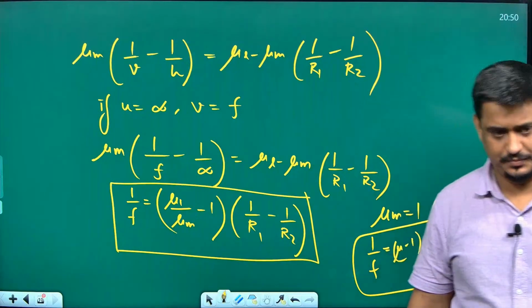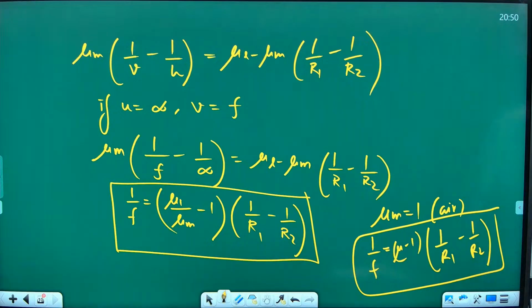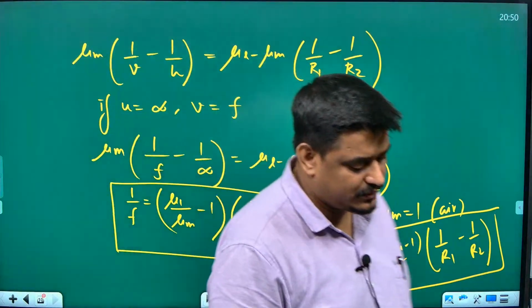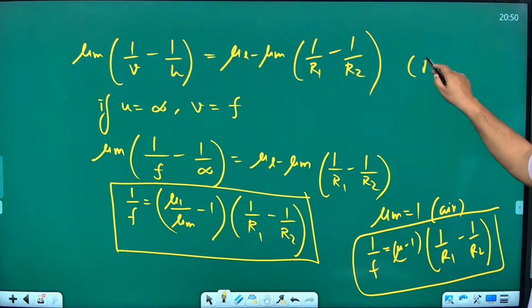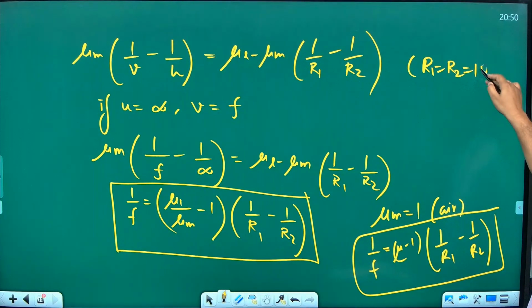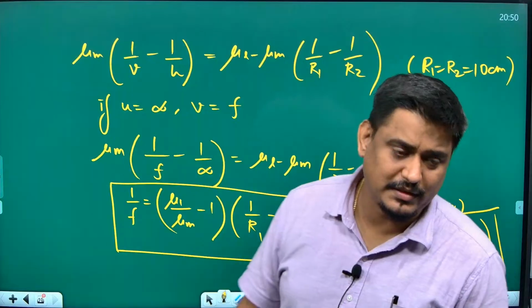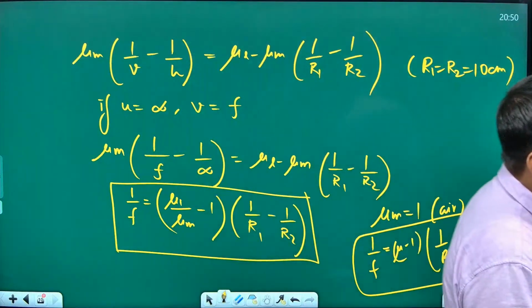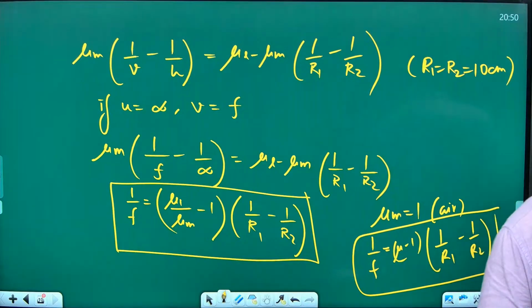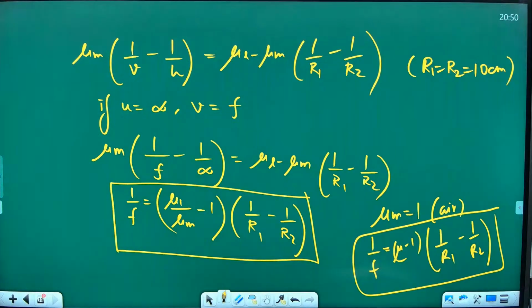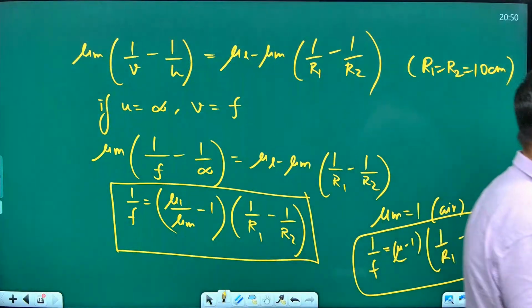So, one question I am giving. If a biconvex lens, in bracket you can write R1 is equal to R2 is equal to 10 centimeter, of refractive index 3/2 is kept in air, what is its focal length?